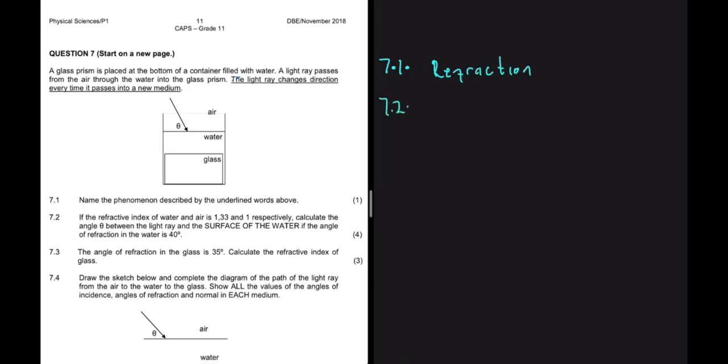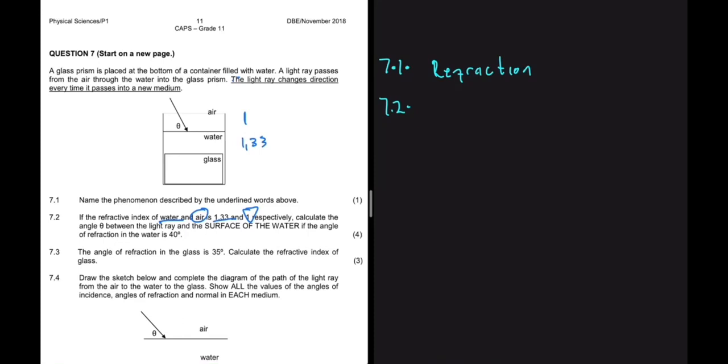And then 7.2 says, if the refractive index of water and air is 1.33 and 1 respectively. So what does respectively mean? For water, the refractive index is 1.33, and then for air, the refractive index is 1. So let's denote that in our sketch, right? For air, the refractive index is 1, and then for water is 1.33. Calculate the angle theta between the light ray and the surface of the water.